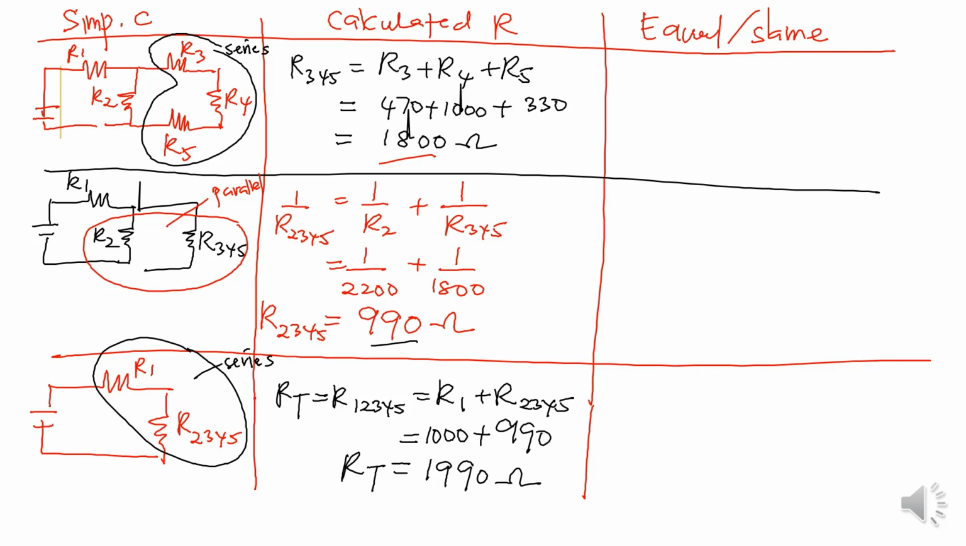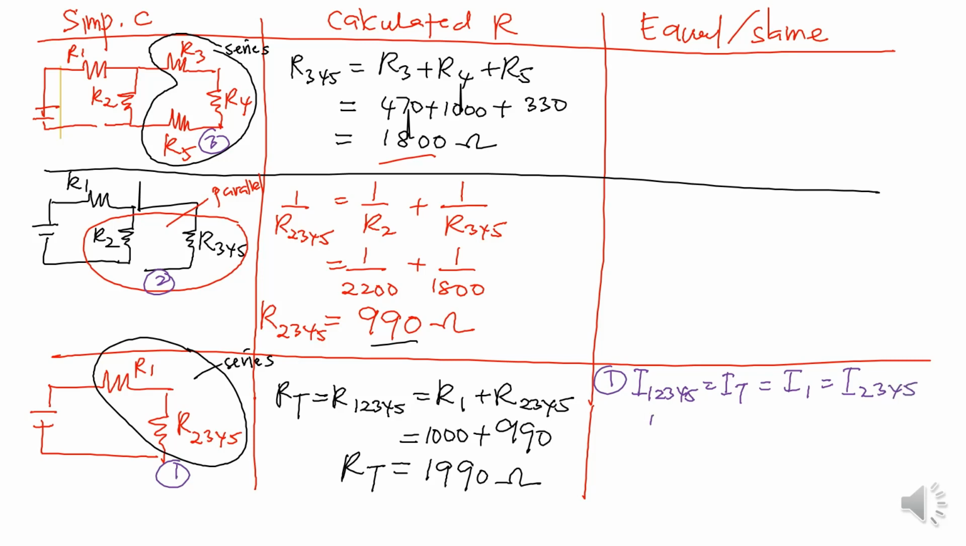Okay, and then kita selesaikan bahagian yang equal. So kita numberingkan dulu bulatan ni. So kita selesaikan yang pertama, bermula daripada bawah. Okay, so bila series, apa yang sama? Yang series adalah I yang sama, I1, 2, 3, 4, 5, ataupun I total, ataupun I1, ataupun I2, 3, 4, 5. Semua sama.